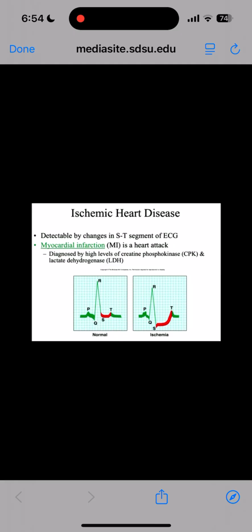Some of the things that they look for in a heart attack are higher levels of the heart form of creatine phosphokinase and the heart form of lactate dehydrogenase. These are enzymes that are found in skeletal muscle as well as heart, but there are different forms. So we can detect whether CPK comes from skeletal muscle or from the heart tissue.